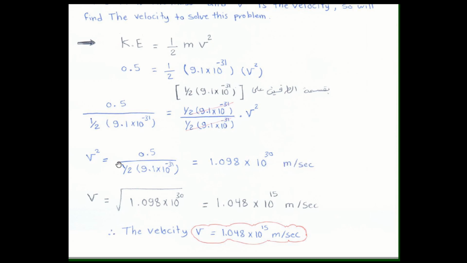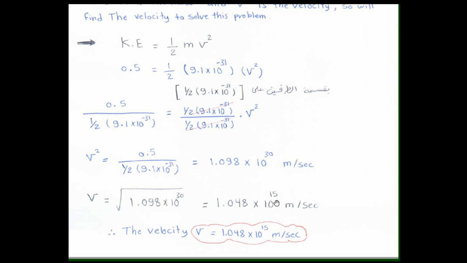Because here we have a square, we have to use the root to remove the square on the velocity to get the value of the velocity, not velocity square. So the velocity will be equal to root 1.098 into 10 to the power 30. We will get the answer as 1.048 into 10 to the power 15. So the velocity is 1.048 into 10 to the power 15.